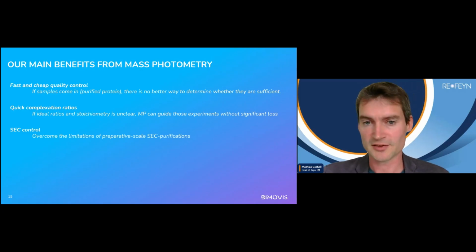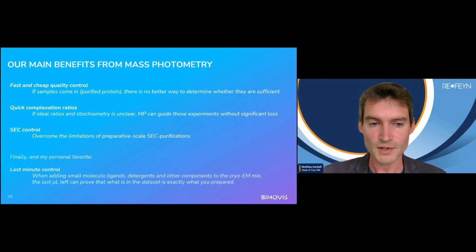We can then test what came out of the size exclusion, with much higher precision than the preparative scale SEC itself. And finally, as I just talked about, we can verify that what went onto the grid and was vitrified is exactly what we planned to have there. So we can clearly identify where several issues are coming from when we're looking at data sets quite a bit later.